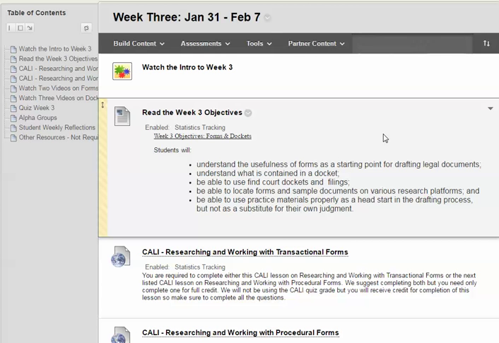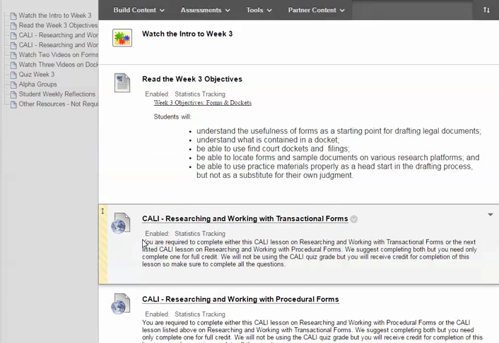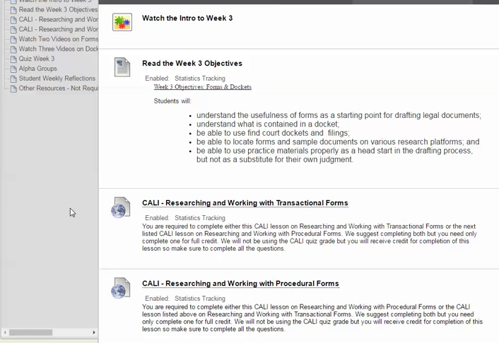Okay, we know from reading your introductions that many of you already know what practice area you will be entering upon graduation. Since we know this, we've done something a little different this week. We've given you a choice of 2 Kali lessons. One is working with transactional forms, the other is working with procedural forms. So if you know what practice area you're going into, you only need to complete one of these Kali lessons to get full credit for this part of the class work this week.